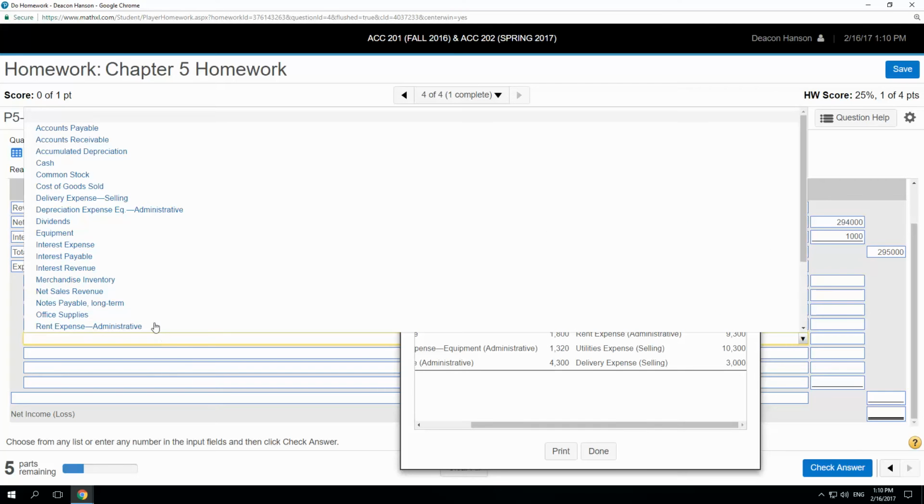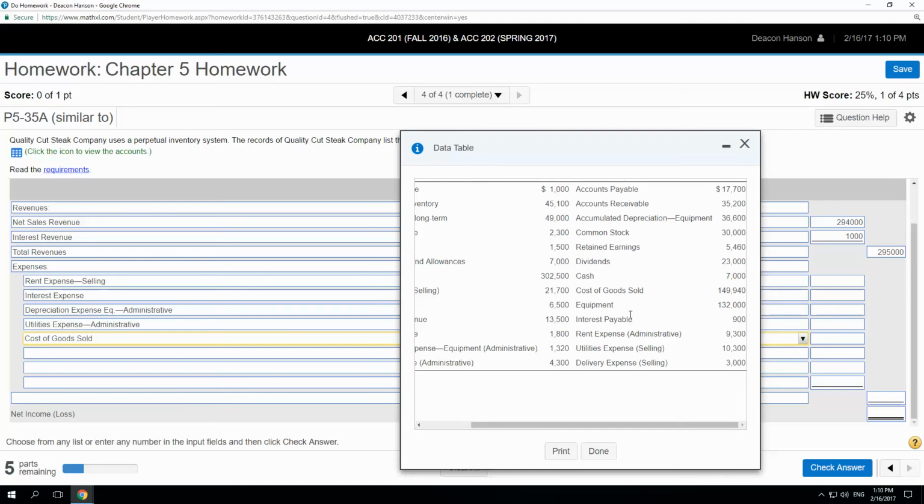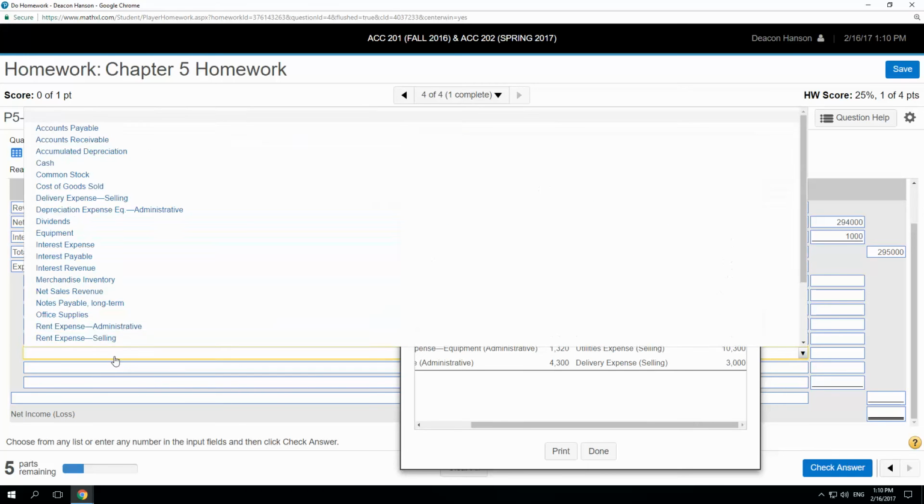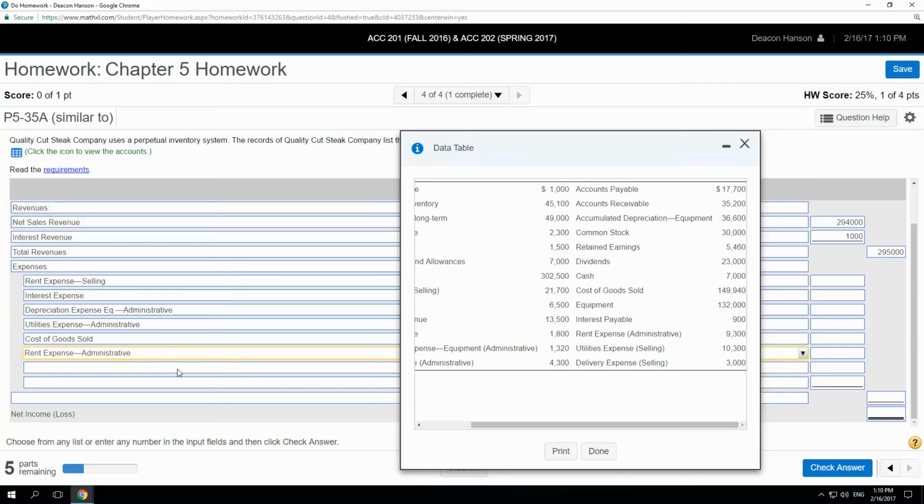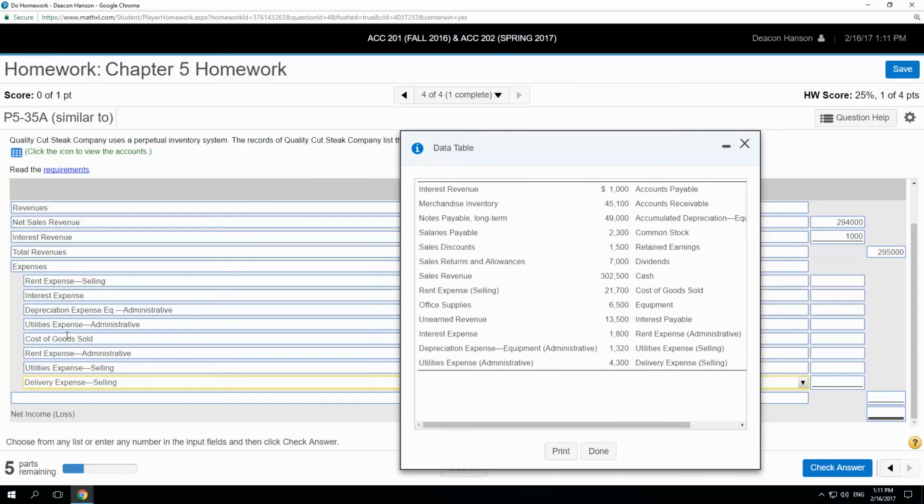I got cost of goods sold. I don't think it wants me to order it in any particular order. Let's see. Rent expense administrative. Utilities selling. And delivery expense. Let's just make sure the labels are right, right? Delivery is selling, utilities is selling, rent is administrative, cost of goods sold. And that's that for that column. Then I got utilities administrative, depreciation administrative, interest expense, and rent expense selling. Looks okay? You guys checked it out for me?